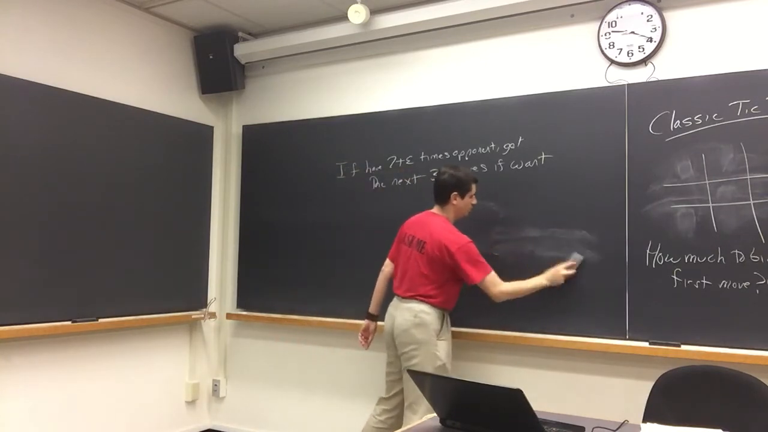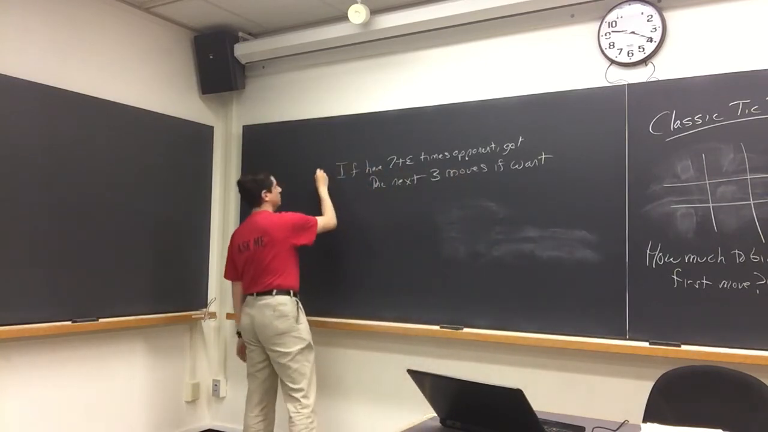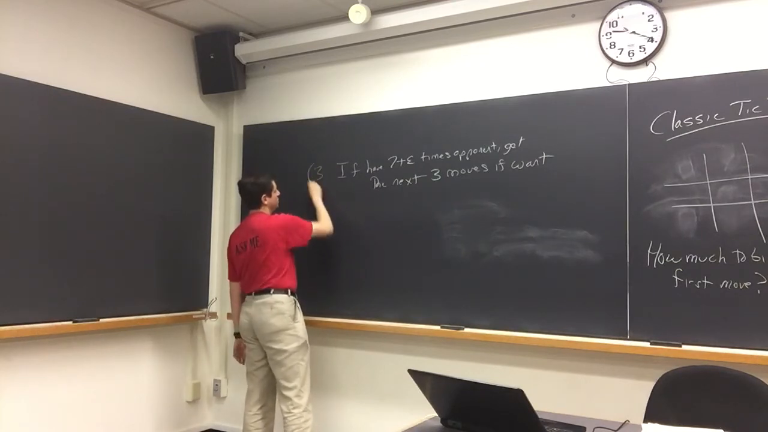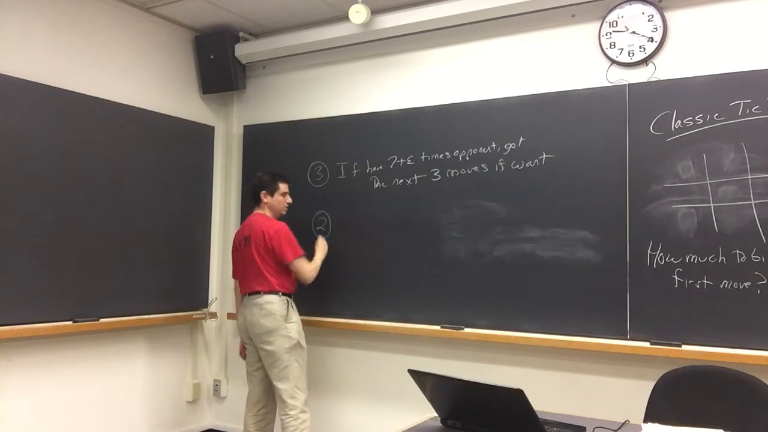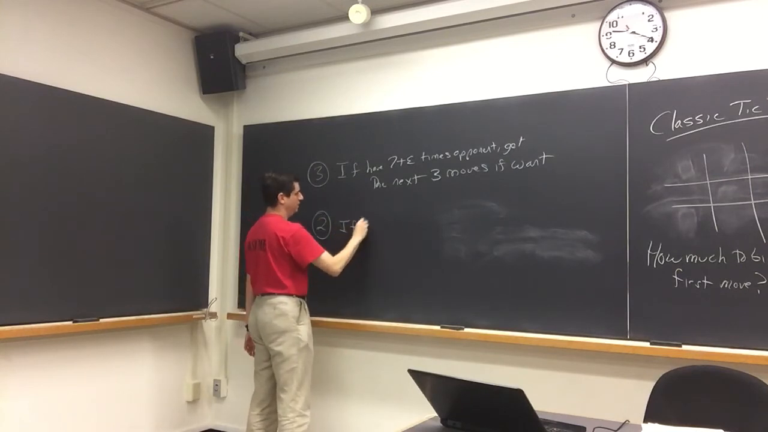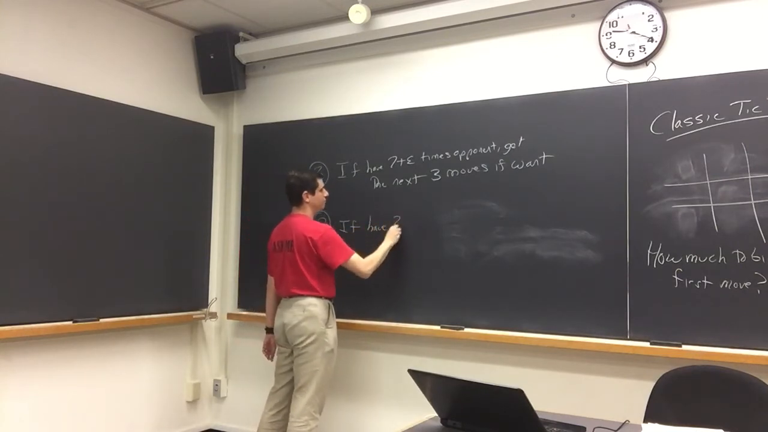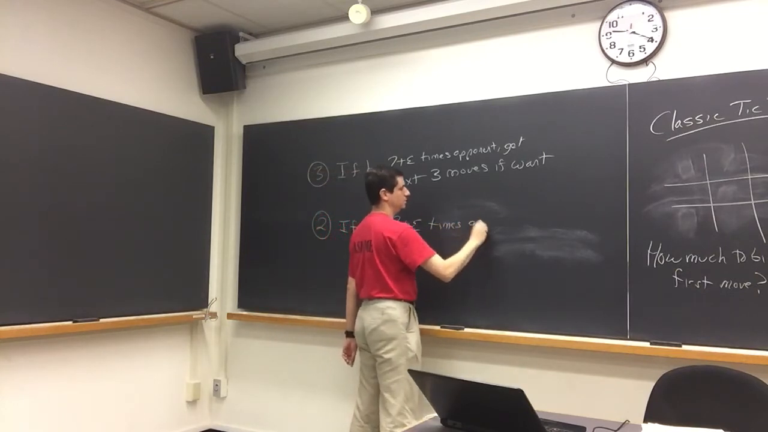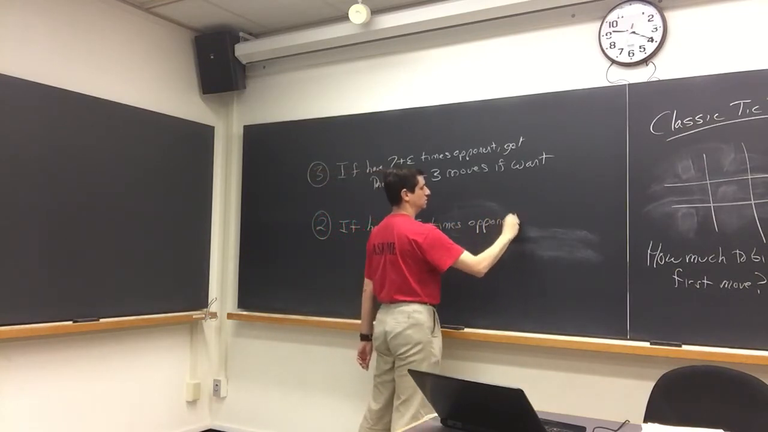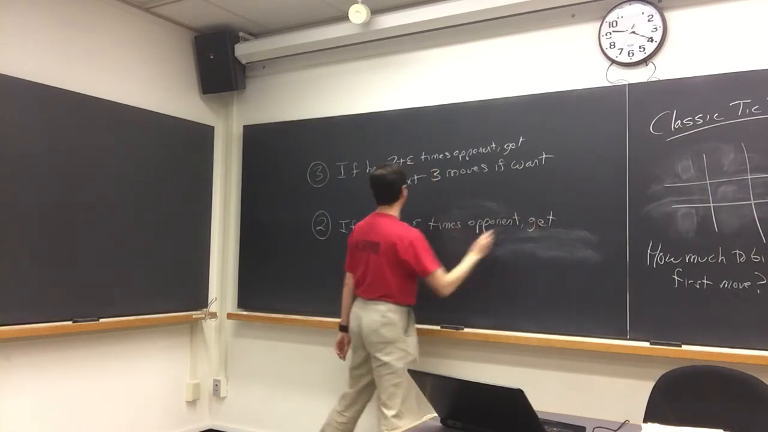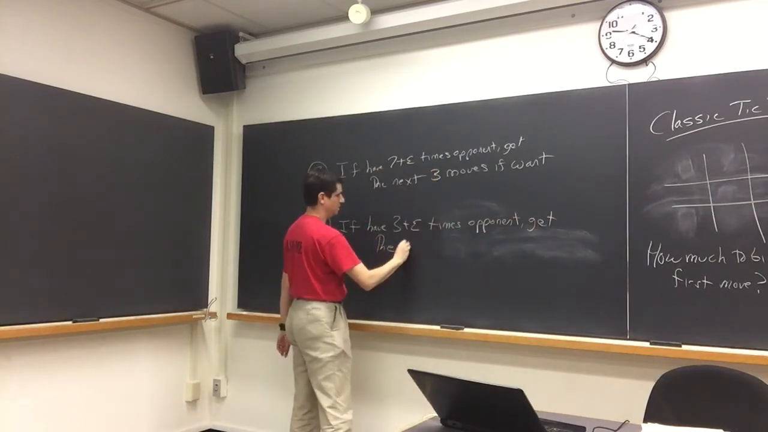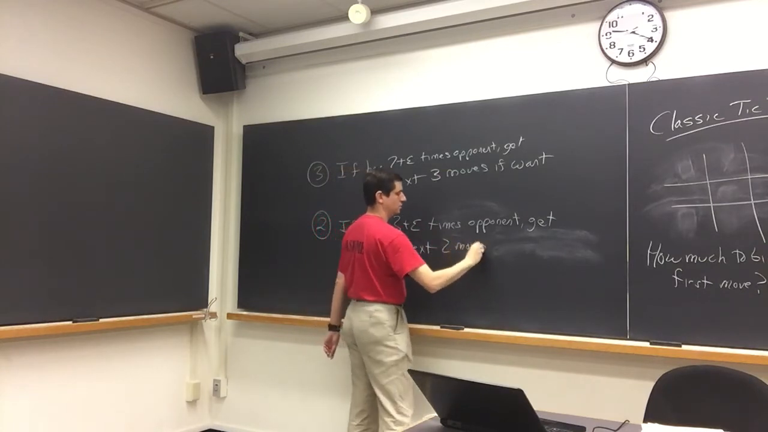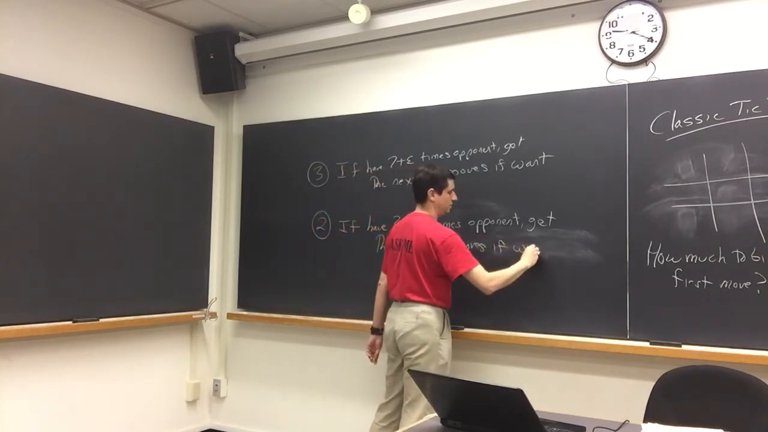Okay, so then we would have the following. I'll call this 3, and I'll call this 2. If we have 3 plus epsilon times the opponent, we get the next 2 moves if we want.